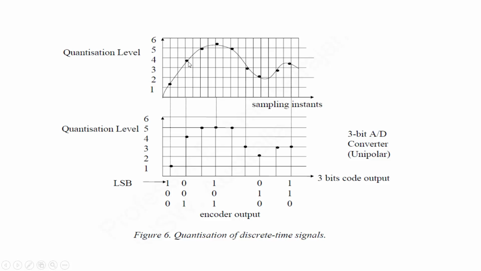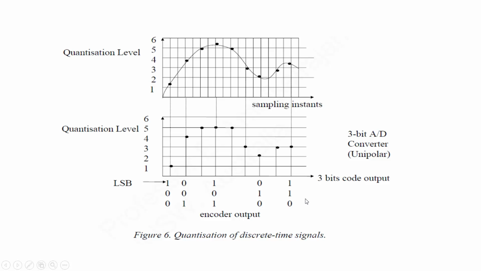Now if you take this sampled value, this is closer to 4. Therefore it is given a code of 001, which is 4 in digital form. This is closer to 5, so it is given a code of 101. In this way, the quantization process quantizes the signal to a particular level, and then the level is coded into digital form.